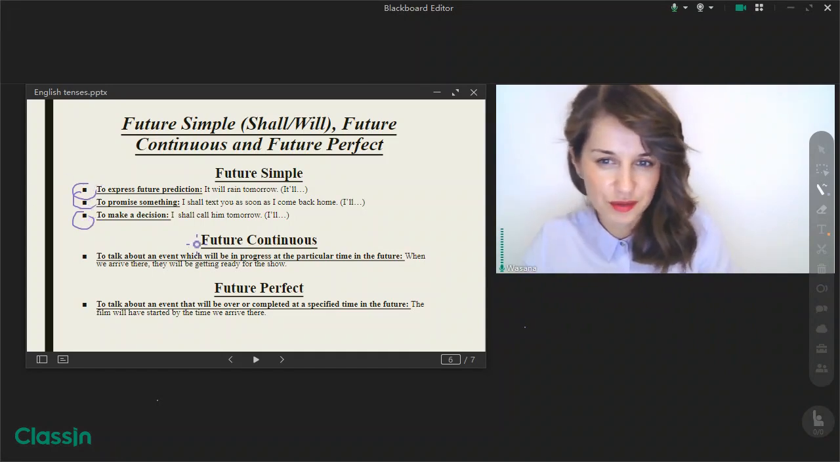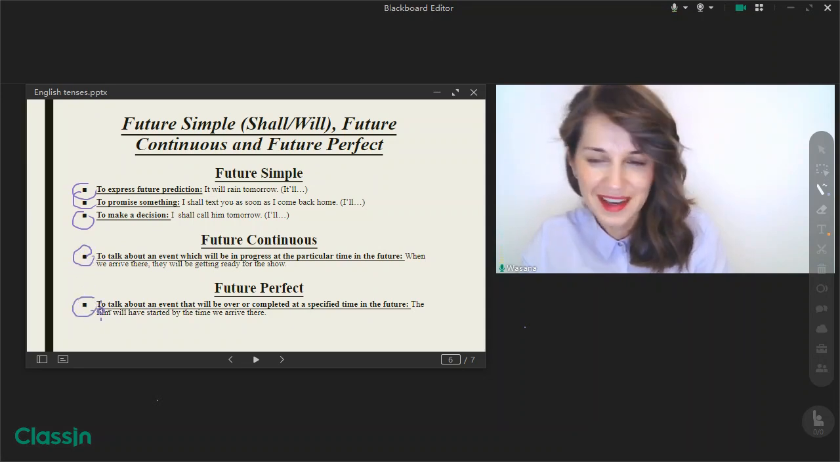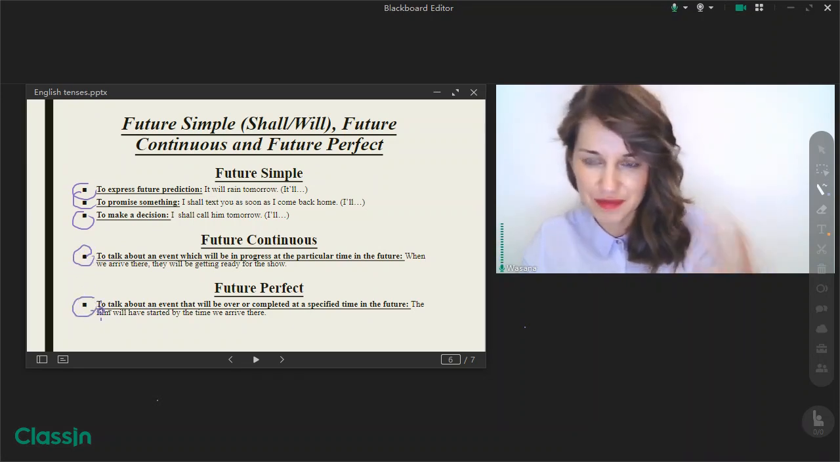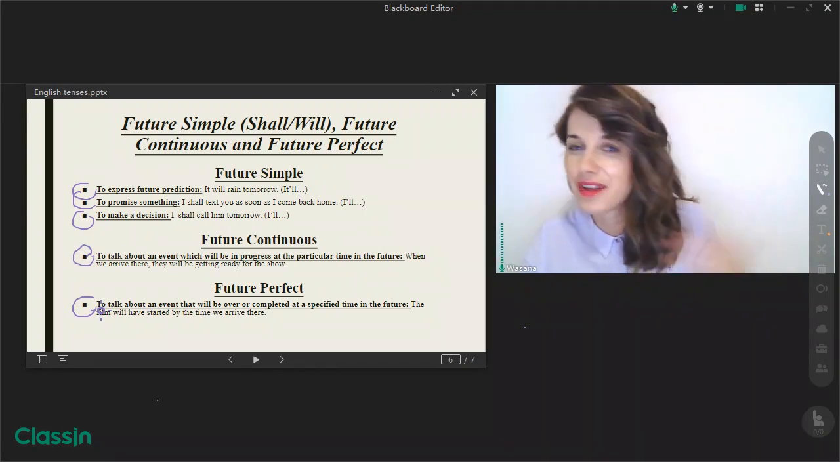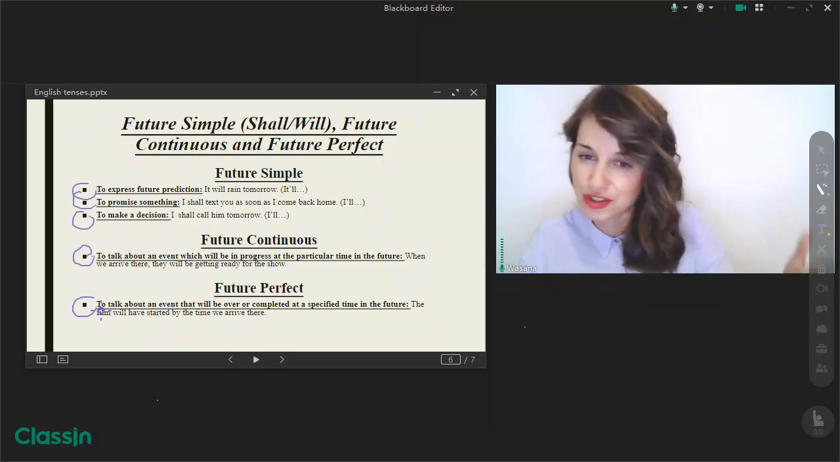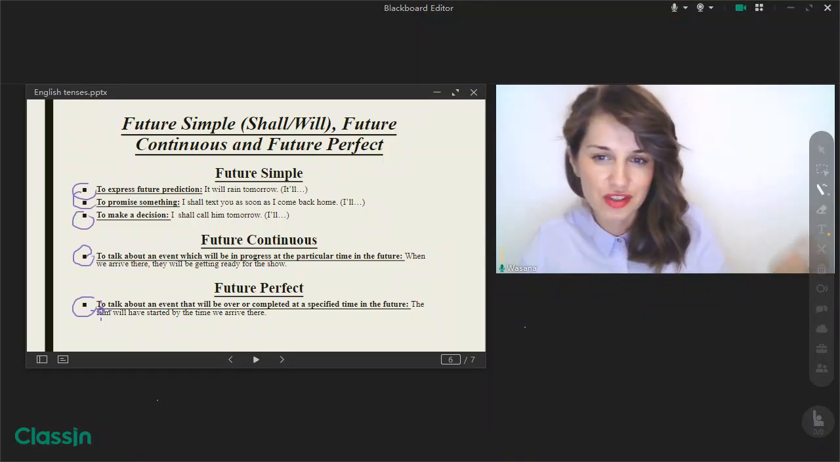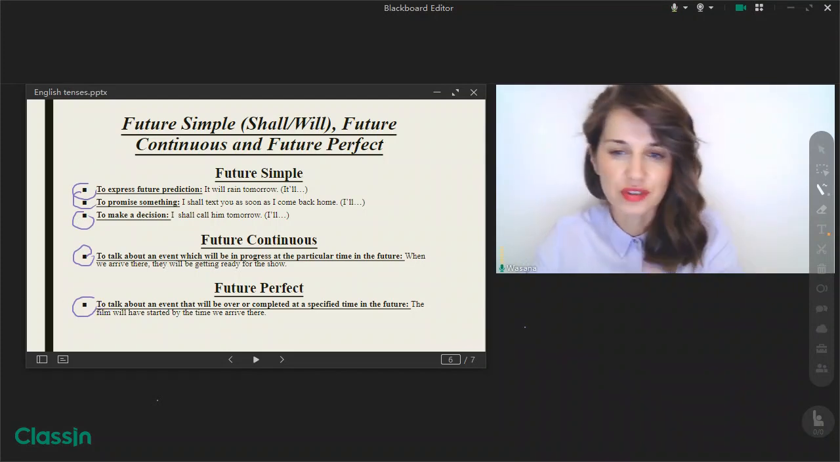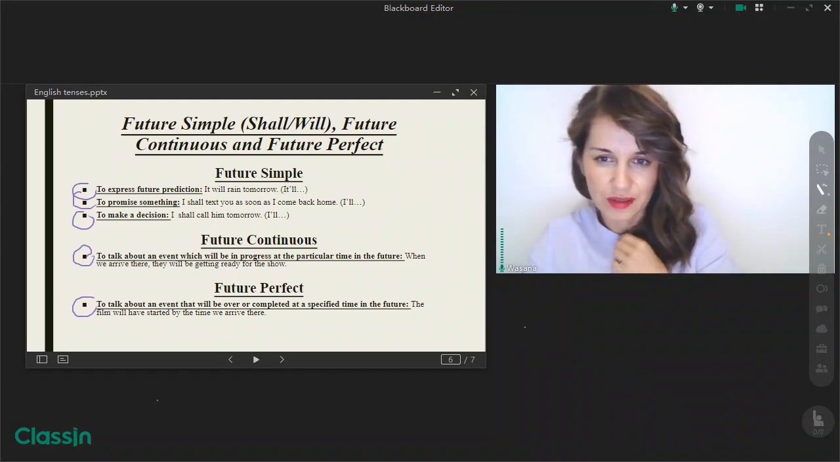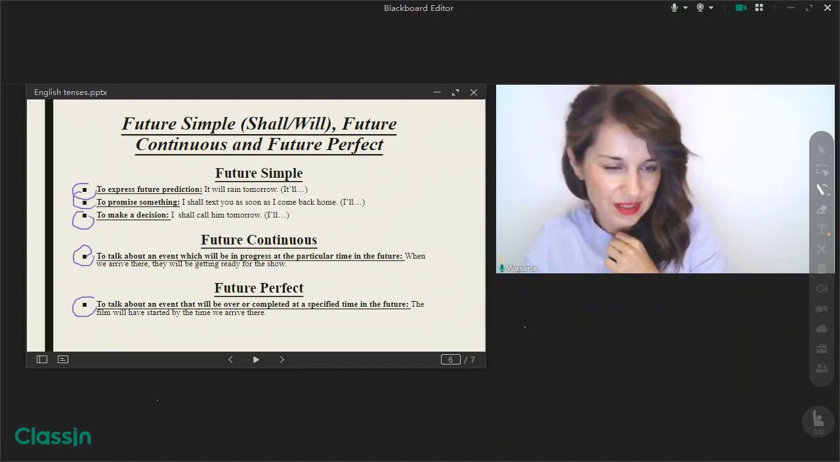Future continuous, very ambiguous, and future perfect tense, very ambiguous, very difficult. We don't use them very often, but still we use them, especially advanced level speakers of English language. So it's very useful, very good to know them. Let's start with future continuous. I hope I will explain this to you successfully.